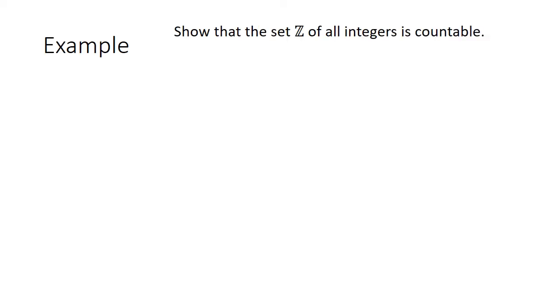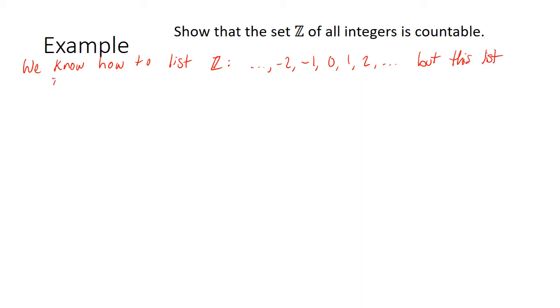Okay, so now let us try showing that the set Z of all integers is countable. So we know how to make a list of all the integers, just by writing them all out like this: -2, -1, 0, 1, 2. But the problem is this list continues infinitely in both directions. So in this type of list, you would not have placed it into a one-to-one correspondence with the positive integers. So we need a list that just goes in one direction.